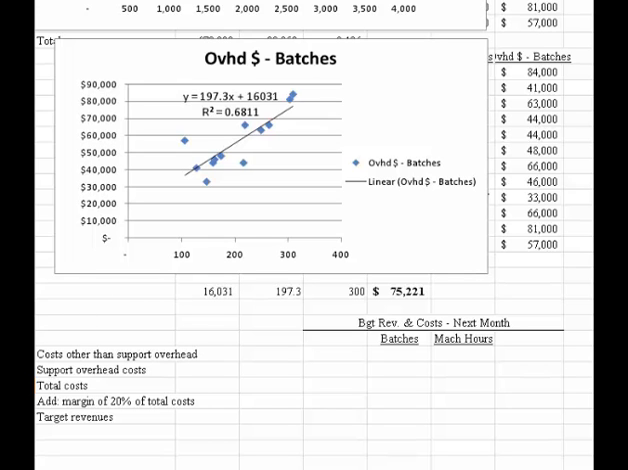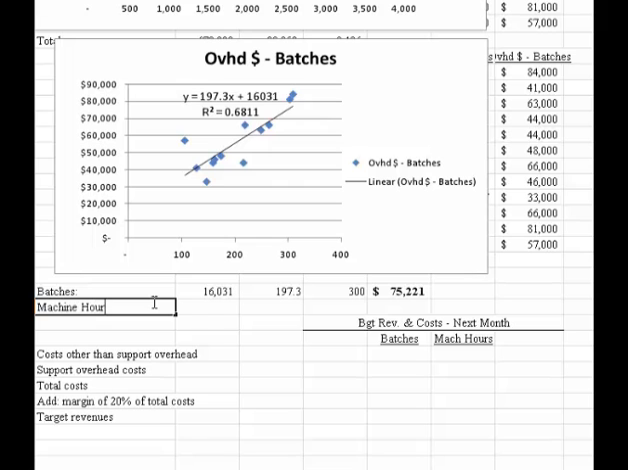Okay, now I've staged this a little bit just to save some time on the demo. What I've done is I've added some titles that let us know what the columns would be that we could use to solve this. All right, first off, we're taking a look at the budgeted revenue and cost for next month, and we're going to base it on using batches as the cost driver or machine hours as the cost driver. Okay, now in this case we used batches to derive what an estimated cost would be, and then they also asked us what it would be if we used machine hours.